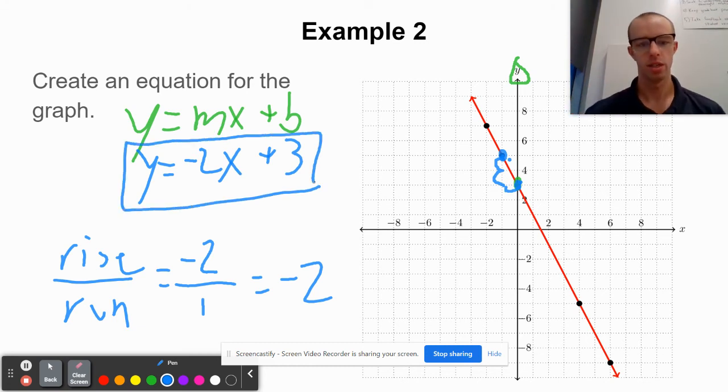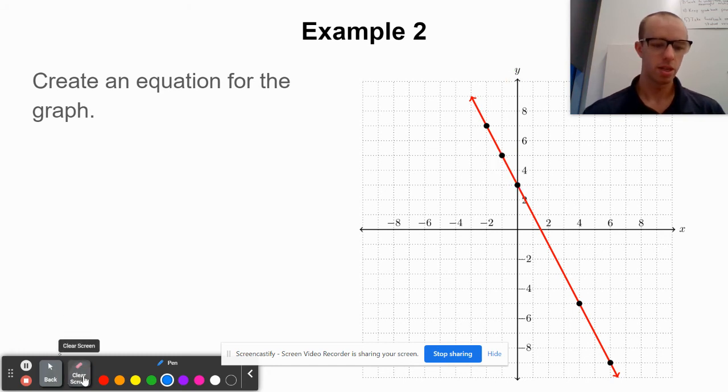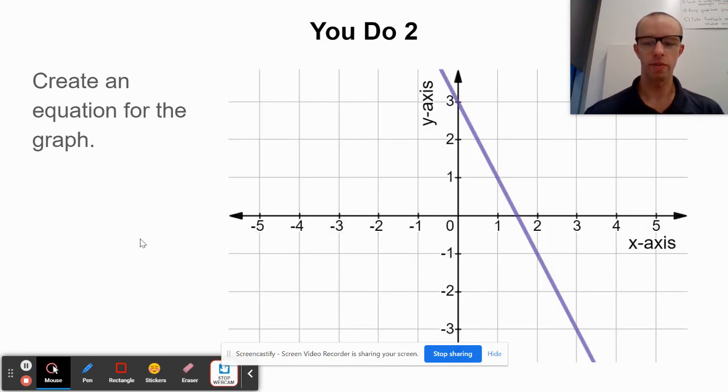All right. Okay. Let's clear this out. We're to our final you-do. I'd like you to try this problem on your own first. So go ahead and pause now and solve the problem on your own.